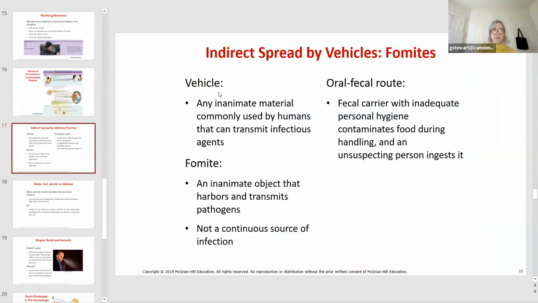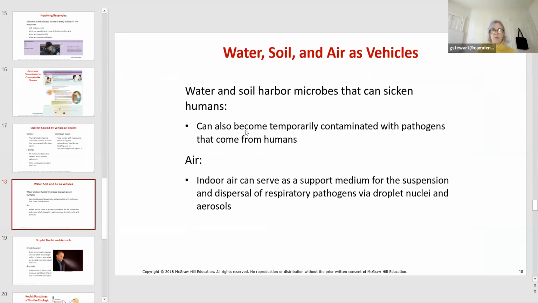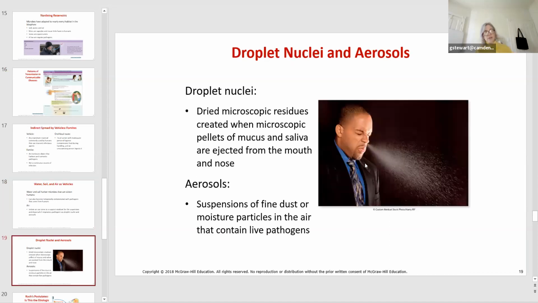That pretty much sums it up. Vehicle, fomite, oral fecal route, water and soil can harbor infections, air, droplet versus aerosol, that's important. Here's our classic picture of the gentleman giving us a nice big sneeze. A droplet nuclei is something that usually only transmits within about 3 feet. So we actually use 1 meter as the distinction for droplet nuclei.